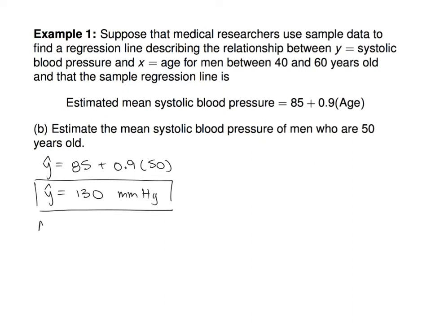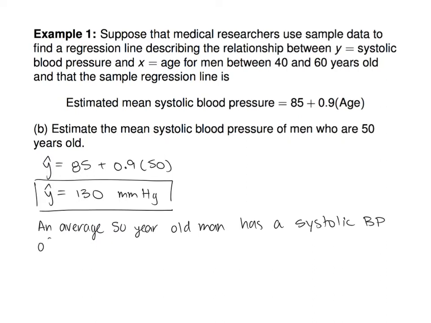So what this means is that an average 50-year-old man has a systolic blood pressure of 130 millimeters of mercury. And that doesn't mean that every single one does, just that for the average 50-year-old man, this is what you would expect to see.